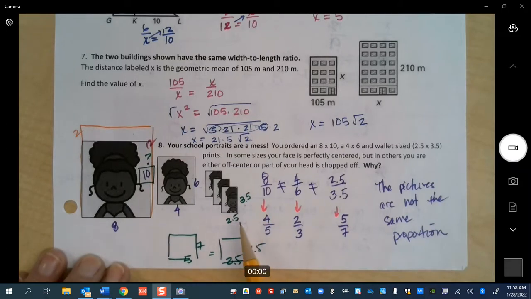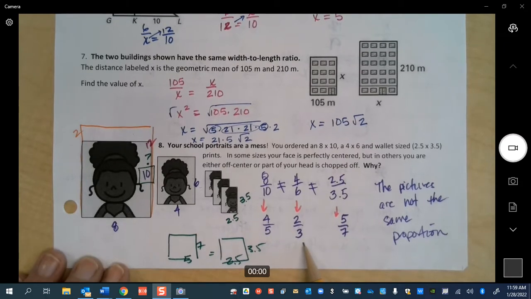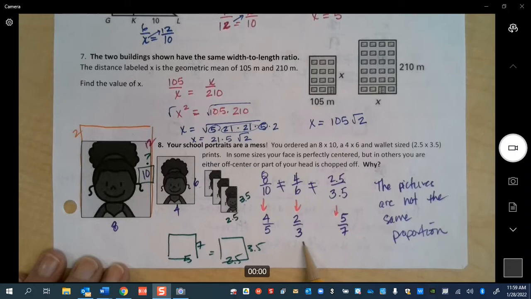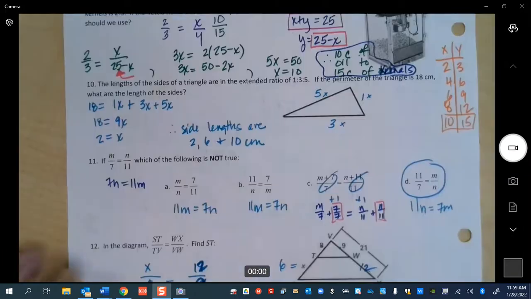The funnier thing is if you try to deal with a 2.5x3.5, those wallet sizes, my kids always end up, I'm missing half of their faces. Because this is in proportion with a 5x7, but not a 4x6. It's different ratios.